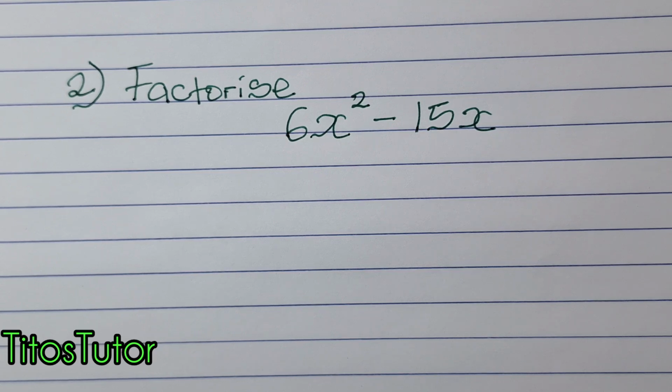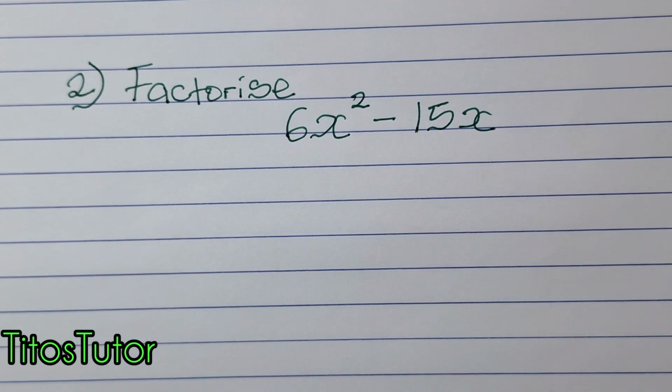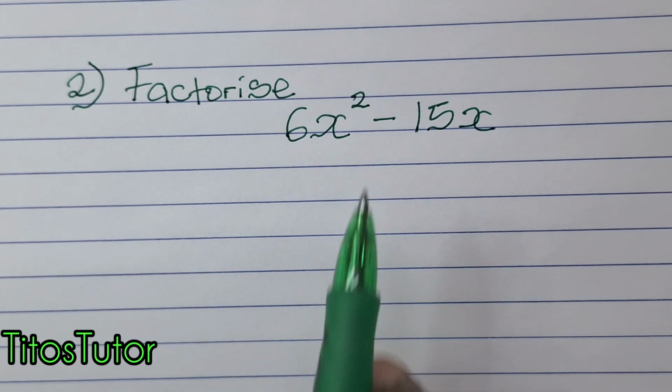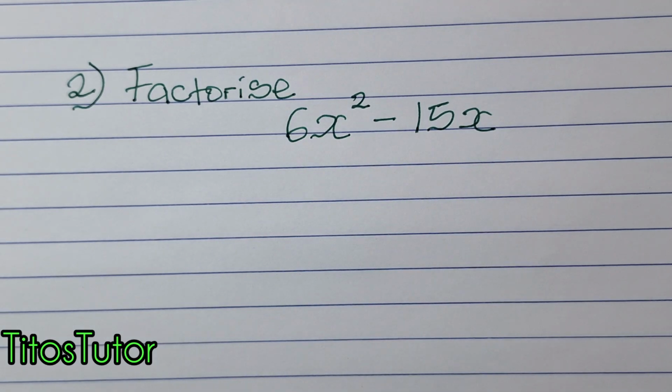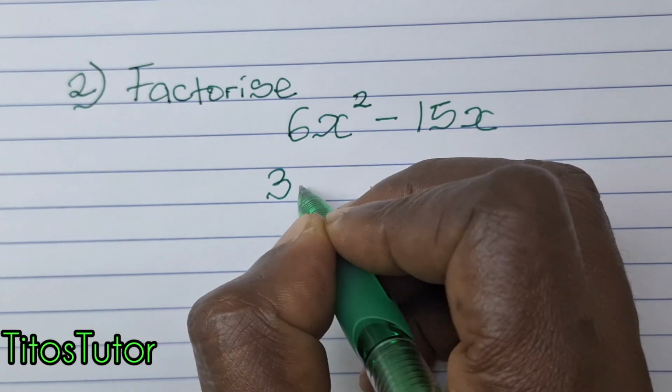What's the highest common factor of 6x squared and 15x? 6 and 15, 3 is common. x squared and x, x is common. So the highest common factor of 6x squared minus 15x is 3x. So I'm going to factorize that out.